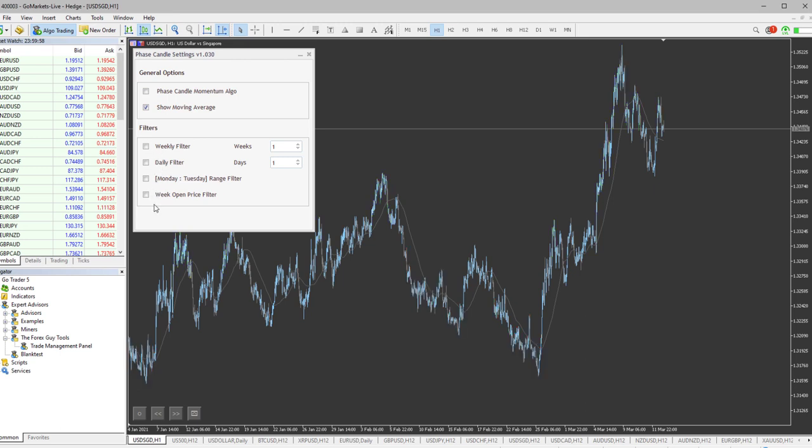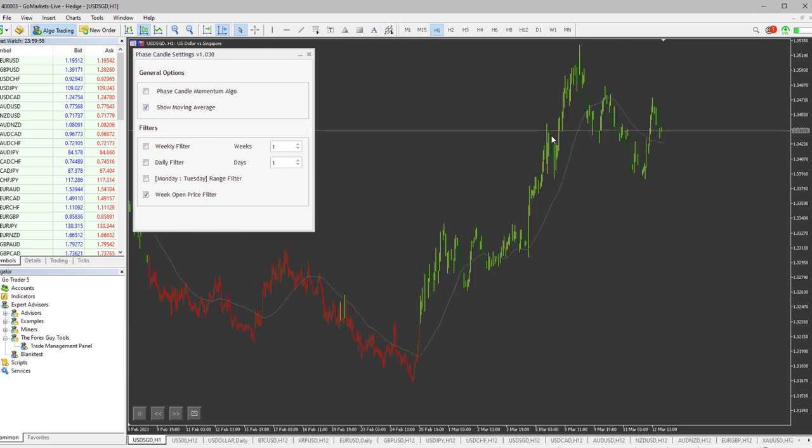And the last one that I just added today is the weekly open price filter. So we just turn that on here. You can see obviously there's only two conditions. Most of these algorithms work off the closing price, so wherever the closing price of the candle landed.